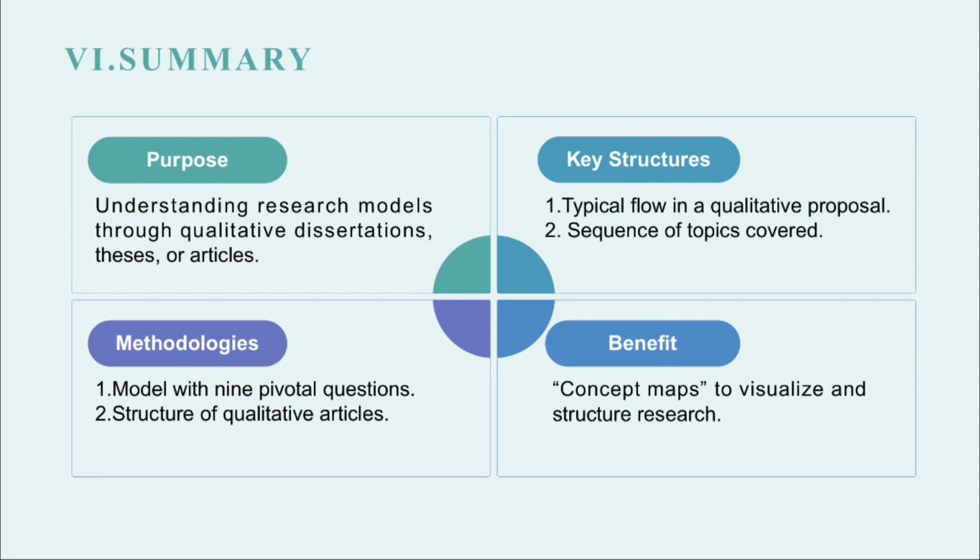Alright, let's quickly go over what we've talked about today. Purpose. We look at different ways people do research using things like big papers or articles. Key structures. We talked about the usual steps in a research plan and the common topics researchers cover. Methodologies. Remember the 9 questions we discussed? That's a helpful guide for our research. We also checked out how research articles are set up. And lastly, our benefit, concept maps. They help us see and organize our research better.